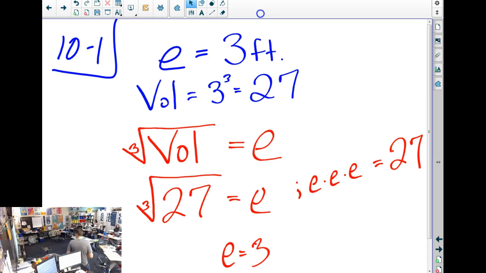So talk with your partners while I go dump out this water and deal with this mess. How do you think we can easily create a formula for any cube's surface area? We're going to abbreviate this S.A., so go ahead and write that down. Take a couple minutes to talk with each other.